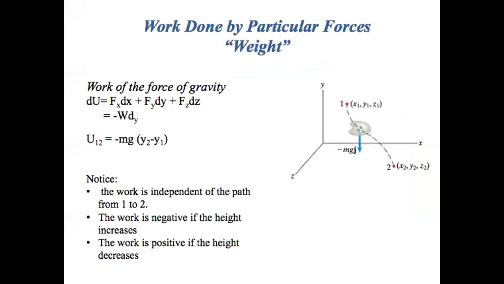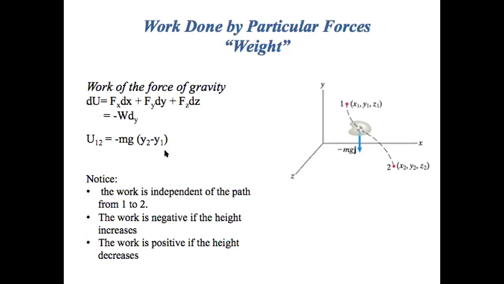When objects move from position 1 with coordinates x1, y1, z1 to position 2 with coordinates x2, y2, z2, the force exerted by the object's weight is negative mg j. If we consider only weight acting on the object, the work done is negative mg times (y2 minus y1).